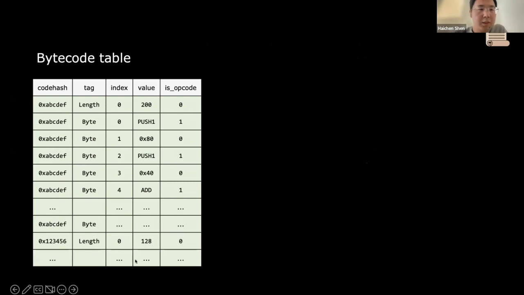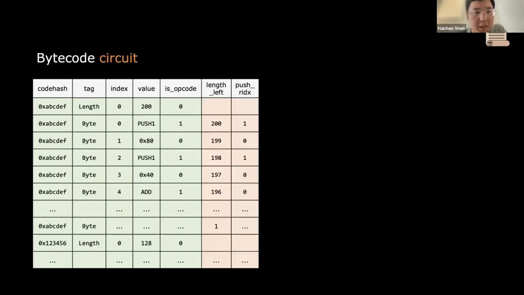So let's take back this bytecode table example. We want to prove this table is constructed correctly and cannot do something wrong. So what you're going to do is add additional advice columns that are going to help you prove this lookup table is correctly constructed. Basically, you're turning a bytecode lookup table into a bytecode circuit by adding a few additional auxiliary advice columns that help you prove that.